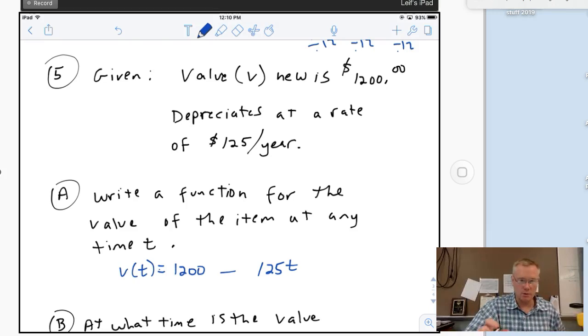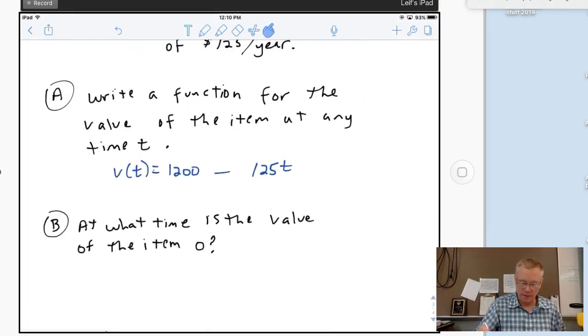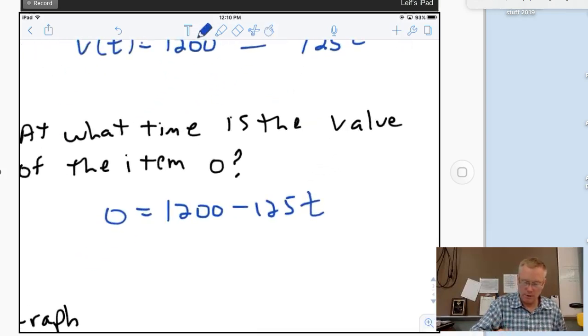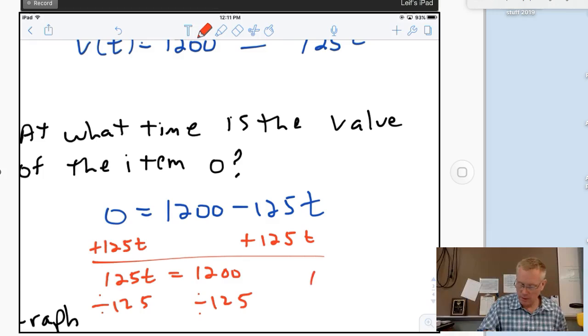So like I said, after 2 years it would go down 250, which would make it 950. All right, so what time is the value of the item 0? So if I went like this and I went 0 equals 1200 minus 125t and solve this equation, this will give me my answer. This is easy. I just add 125t to both sides. I get 1200 equals 125t. Divide by 125. And I'll get my answer of t equals 9.6 years.